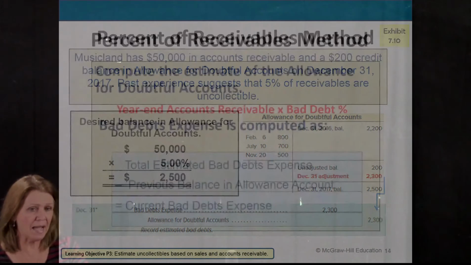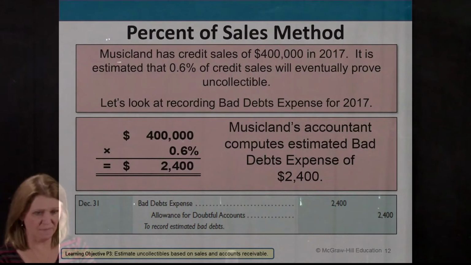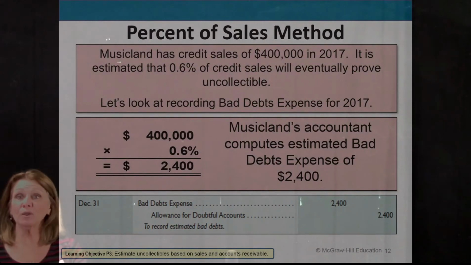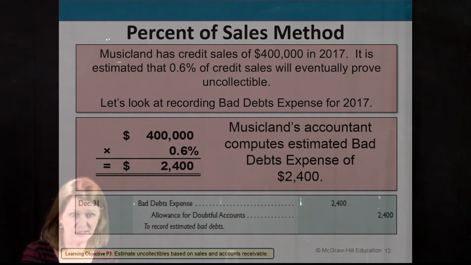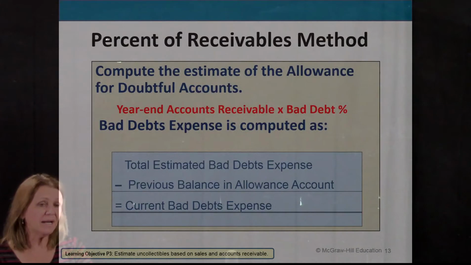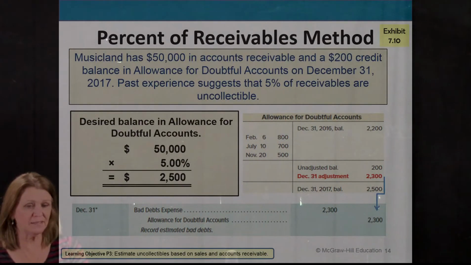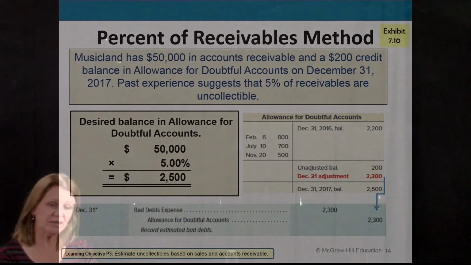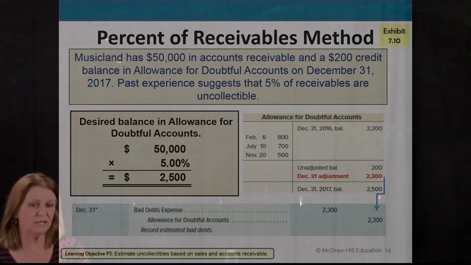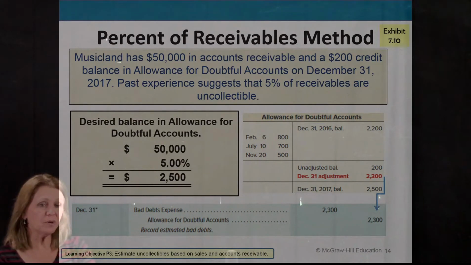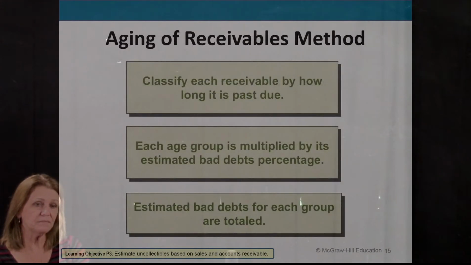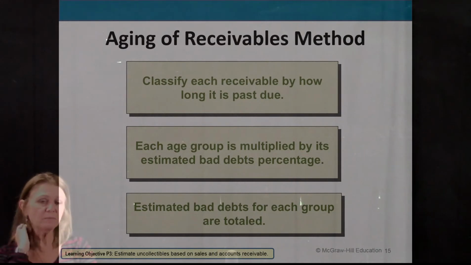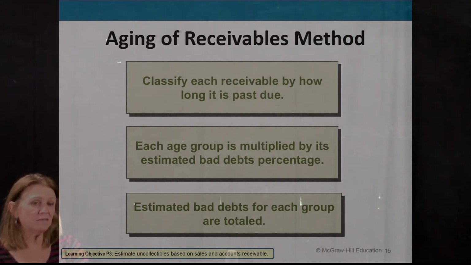If we go back to the percent of sales method, we just use the whole amount and add it to whatever the unadjusted balance is. But with the percent of receivables method, we are adjusting to $2,500. So our bad debt expense is $2,300 and our allowance for doubtful accounts is $2,300. This is called a balance sheet approach, so it is more accurate than the income statement approach. And the last and final one is also a balance sheet approach, but it's aging of receivables.